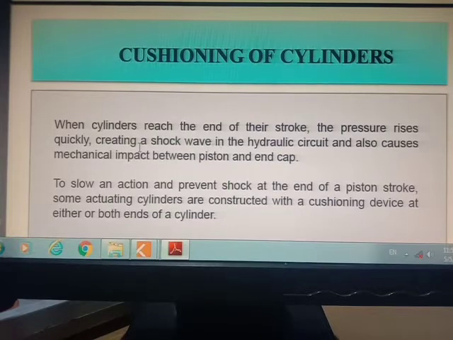To slow the action and prevent shock at the end of a piston stroke, some actuating cylinders are constructed with a cushioning device at either or both ends of the cylinder. Means the cushioning can be done on both ends of the cylinder or in some cases on one end of the cylinder, but it is always better to provide cushioning on both ends of the cylinder, so that at both ends the striking of the piston to the end cap of the cylinder will not take place. So this is a simple arrangement which is known as the cushioning of the hydraulic cylinder.